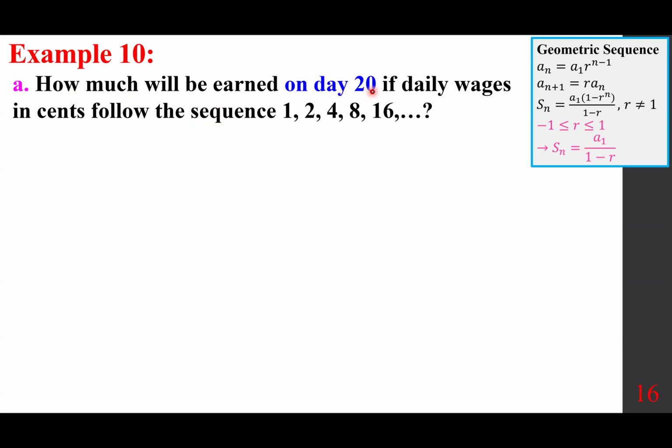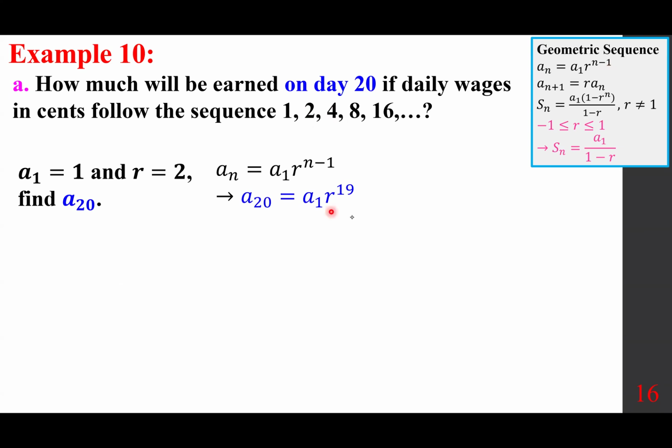How much will be earned on day 20 if daily wages in cents follow the sequence 1, 2, 4, 8, 16, and so on? Well, what we are looking at is a geometric sequence because the first one is 1, A1 is 1, and R is 2, because 2 times 1 is 2, 2 times 2 is 4, 2 times 4 is 8, and so forth. And we want A sub 20. On day 20, we want A sub 20. So that follows A sub n equals A sub 1 R to the power of n minus 1. And A sub 20 is A sub 1 R to the power of 19, which makes it 1 times 2 to the power of 19.